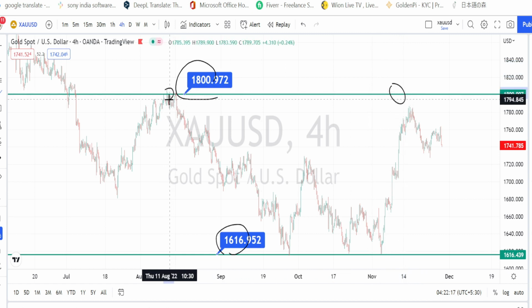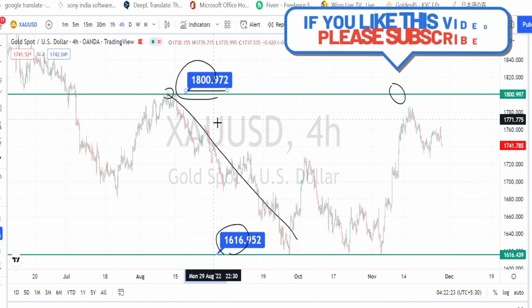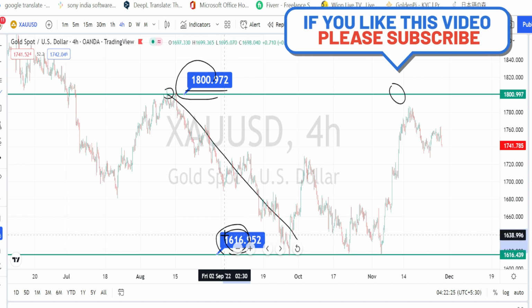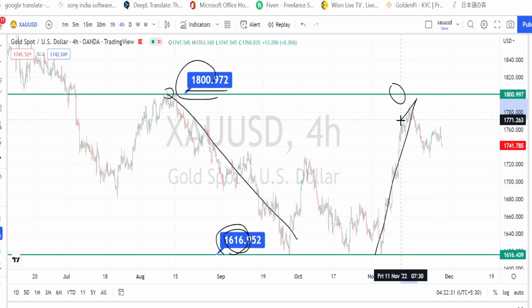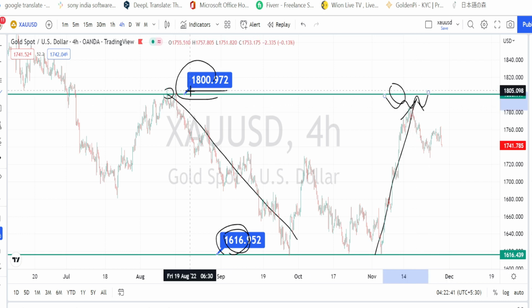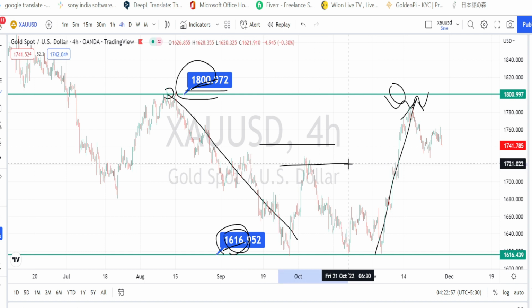We have noticed the price action to trend on a bearish side retracement after testing the resistance level of 1800, and after testing the support level of 1616 we have noticed the price action to bounce back on the bullish side retracement, but still you can notice that it didn't have enough bullishness to retest the resistance level of 1800. So for now this level of 1800 is a very strong resistance, and this level of 1616 is a very strong support, and within this we are noticing the price action to trend on a sideways momentum.